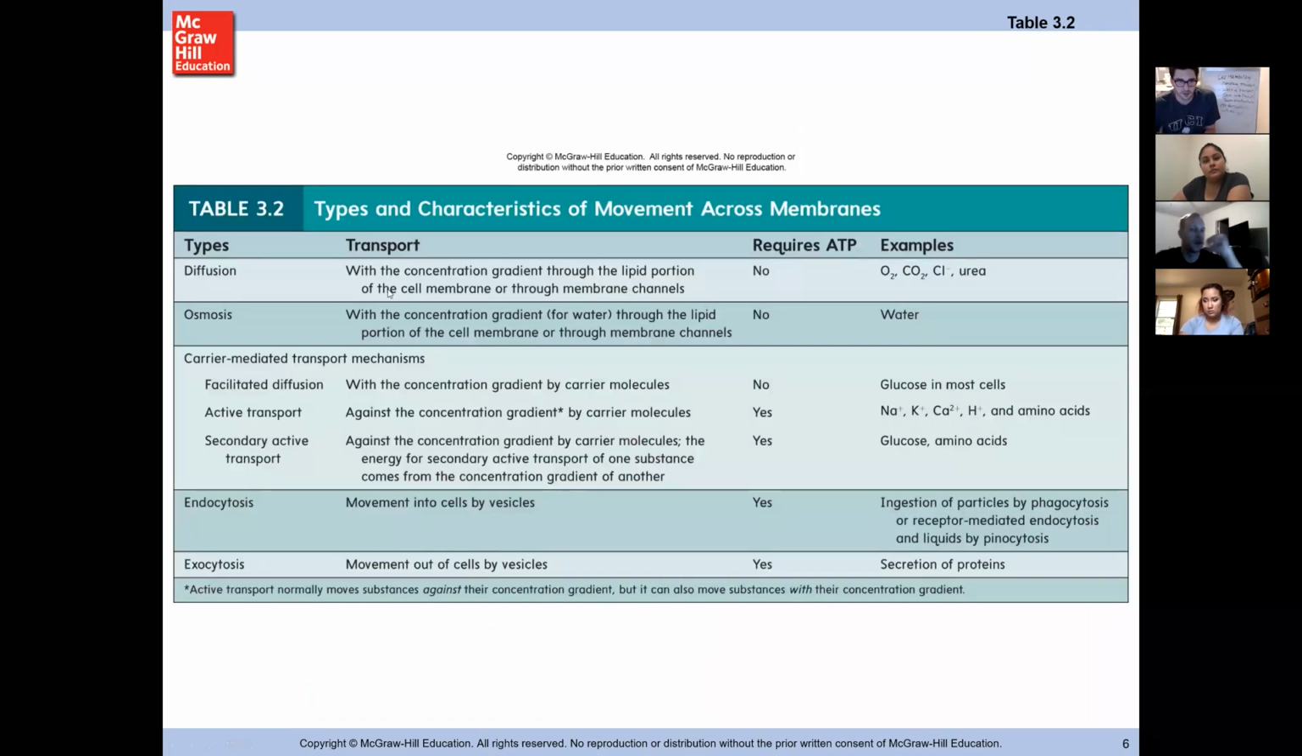All right. So these are the main ways of molecular movement in cells. These are the major modalities that we'll talk about. So the first one here being diffusion. So diffusion, if you guys recall when we talked about that phrase, concentration gradients, diffusion is the mechanism of movement that describes that. So diffusion is literally with the concentration gradient through the lipid portion of the cell membrane or through membrane channels. So when molecules move about by diffusion, they're always going to go with the concentration gradient. So you always go from a high concentration to a low concentration.